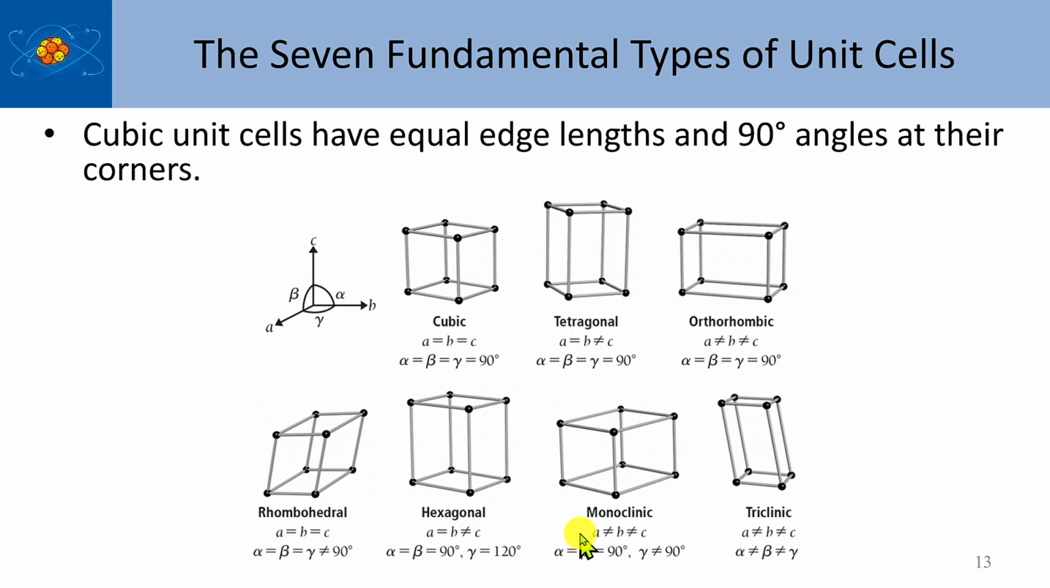And then in monoclinic, that means that none of the sides are the same, and two of the corner angles are 90 and one is not. And then triclinic is just nothing is the same, but it's a repeating pattern anyway. So there's nothing the same, but the pattern still repeats. So let's go ahead and look at some basic terms, and then we'll start analyzing unit cells.